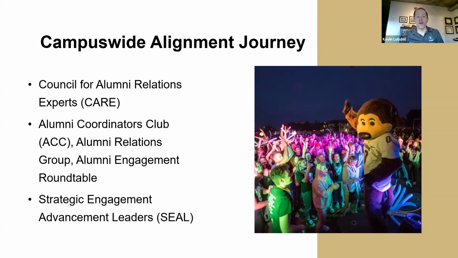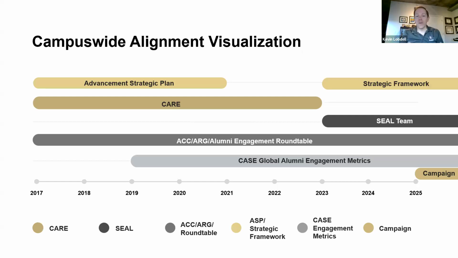And then currently, I co-chair our Strategic Engagement Advancement Leaders Group, SEAL team for short, because we all wanted another acronym in our lives. And that group is really focused on developing a campus-wide alumni engagement strategy that will inform how we move forward. And if that didn't sound messy enough, I put together this chart that shows what this has all looked like over the last 7 or 8 years.